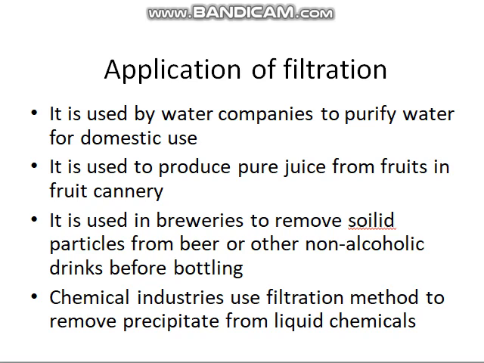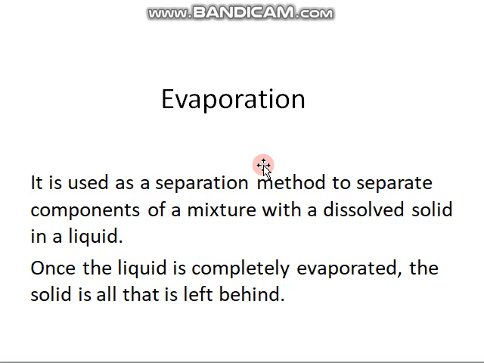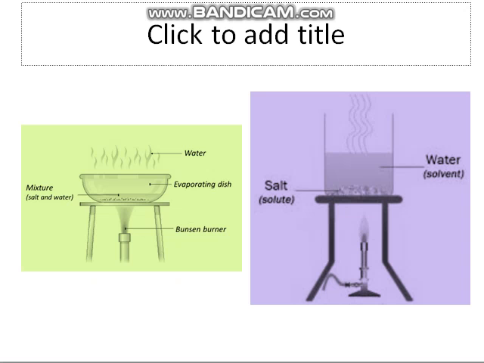Let's look at another example known as evaporation. Evaporation is used as a separation method to separate components of a mixture with a dissolved solid in a liquid. Here the solute dissolves in the solvent, and we are going to use evaporation to separate these two components. Once you start heating and the liquid is completely evaporated, the solid is all that is left behind. Let us look at a typical example of that.